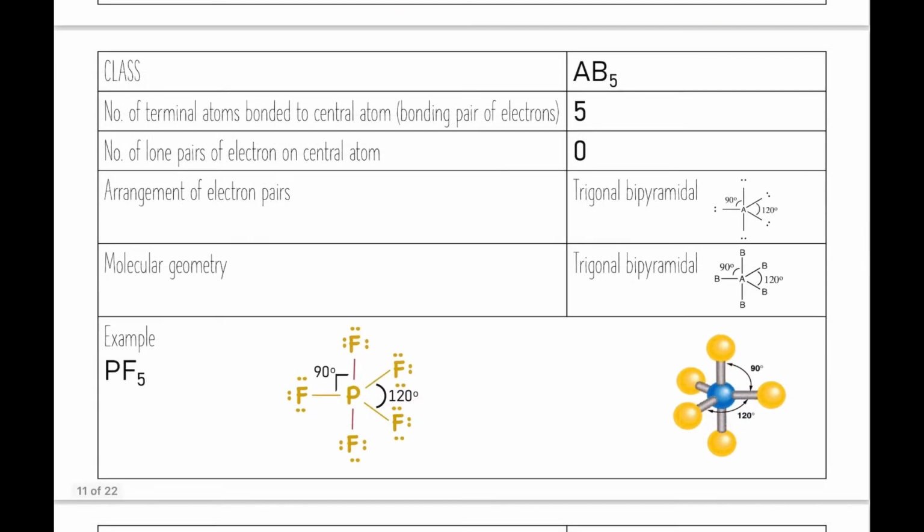Let's proceed to the next class of the basic molecular geometry, which is AB5 with 5 bonding pairs at the central atom and no lone pair at all. So the 5 bonding pairs will arrange themselves in a trigonal bipyramidal arrangement around the central atom. Therefore, the molecular geometry of this class is trigonal bipyramidal. Be reminded that there are 2 bond angles in trigonal bipyramidal.